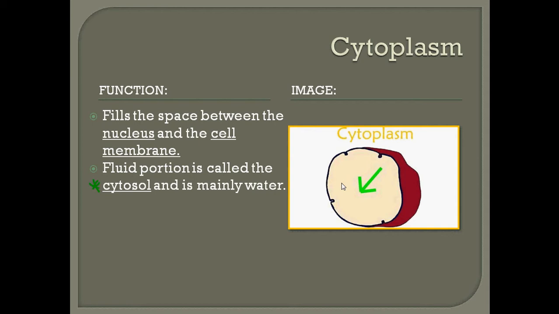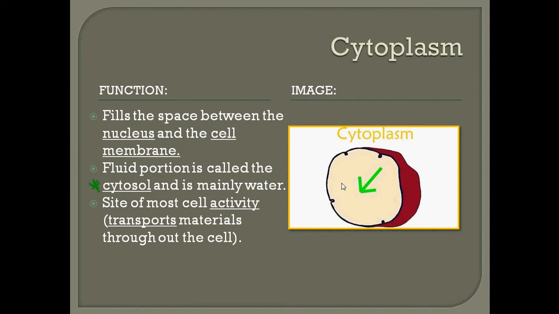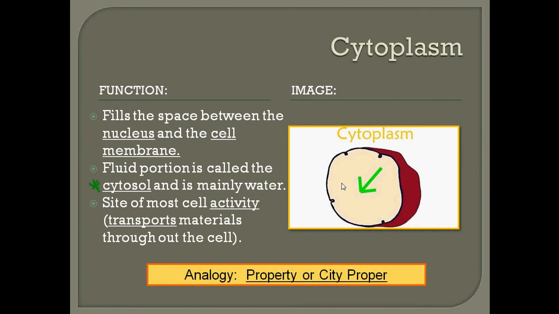The cytoplasm, if you look here, fills the space between the nucleus and the cell membrane. It is the fluid portion of the cell, and we call that fluid portion cytosol. It's mainly made up of water. This is where we see the site of most cell activity. So substances and important things are transported throughout the cell by means of the cytoplasm. They can go from one area of the cell to the other with the cytoplasm. This is kind of like the property or the city proper, where there's obviously a lot of movement on the property.